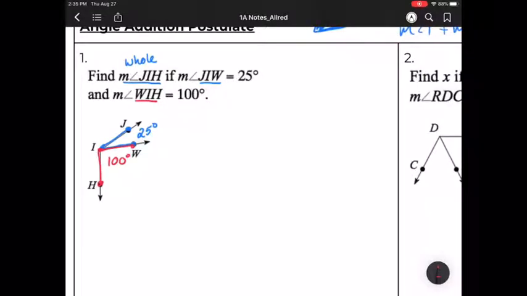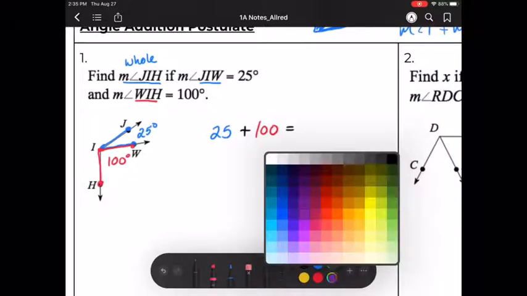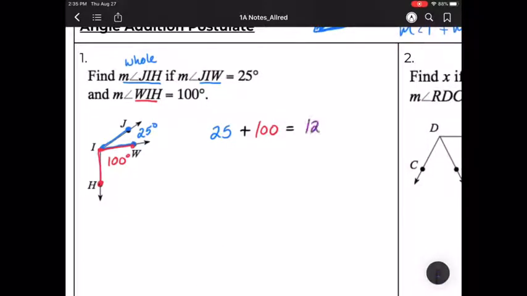Well, these two parts, 25 plus 100, give me the whole amount. Part plus part equals whole tells me that my entire angle is just 125 degrees. So the measure of angle JIH is 125 degrees. Again, make sure you're correctly identifying the parts and the whole.